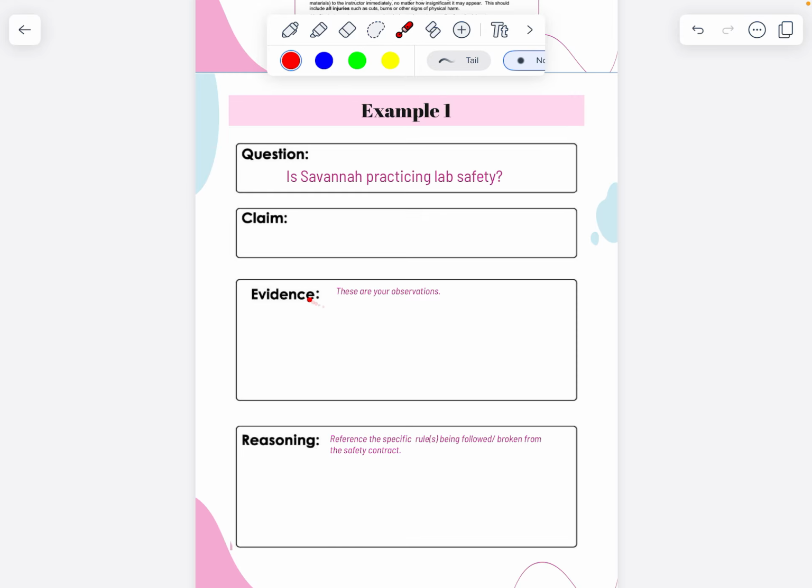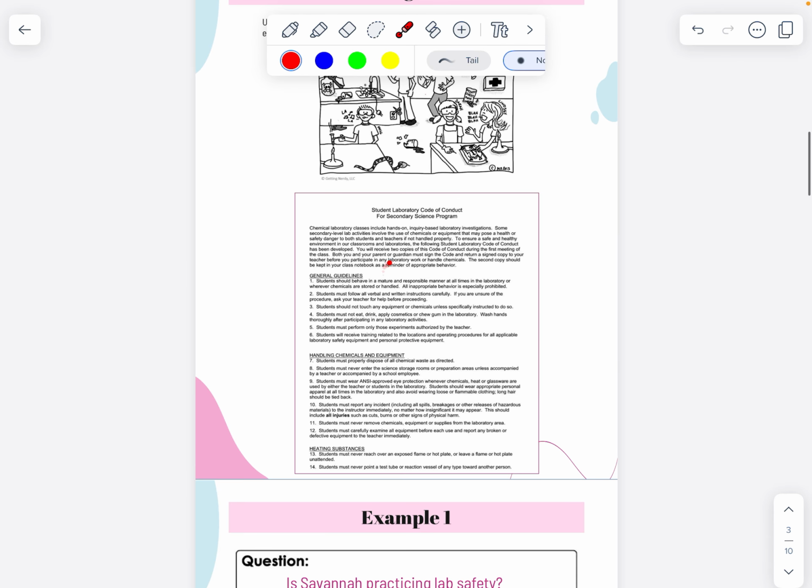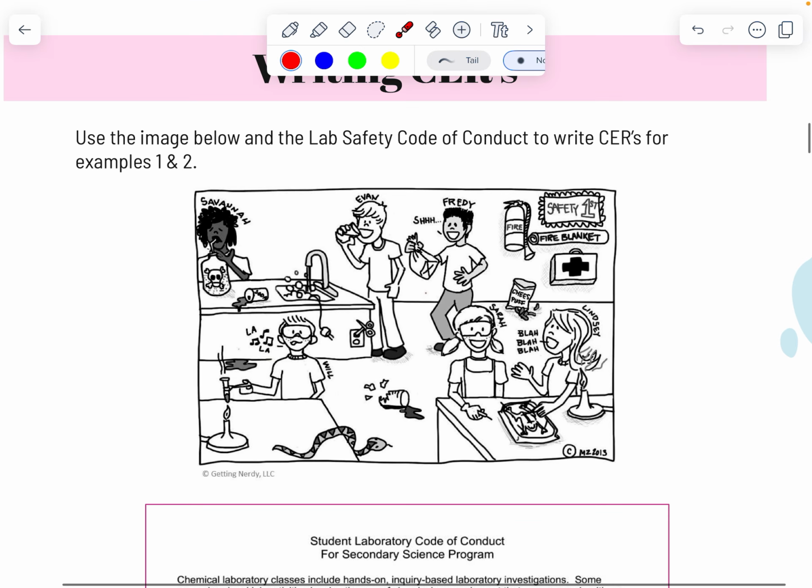Evidence, we're going to use observations from the picture of what we can see that Savannah is doing. And then our reasoning is going to be referencing the specific rule or rules that are being followed or broken from the safety contract. So this is kind of where we're getting our reasoning. Our evidence will be observations. So let's take a look at what Savannah's doing.